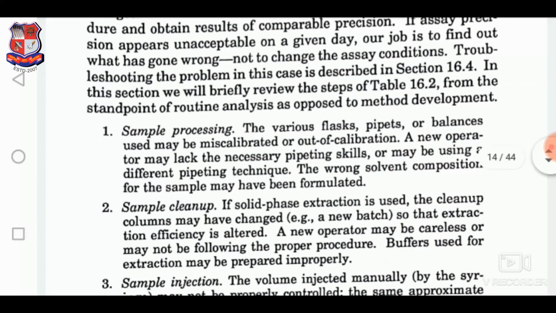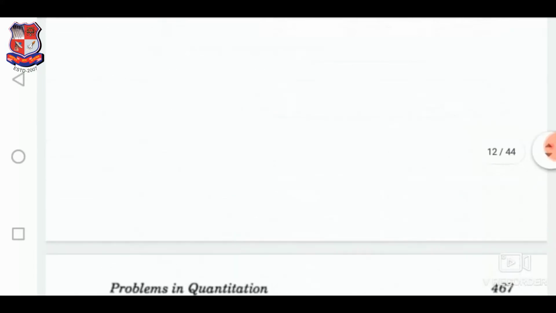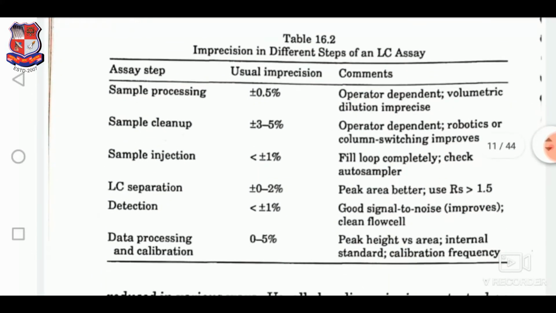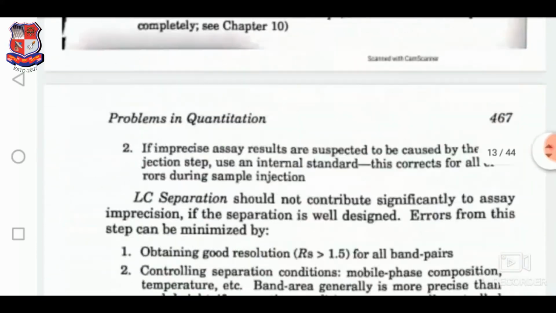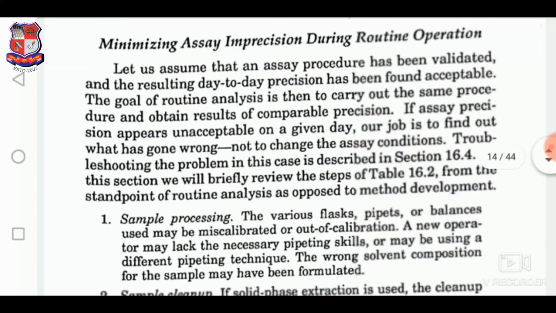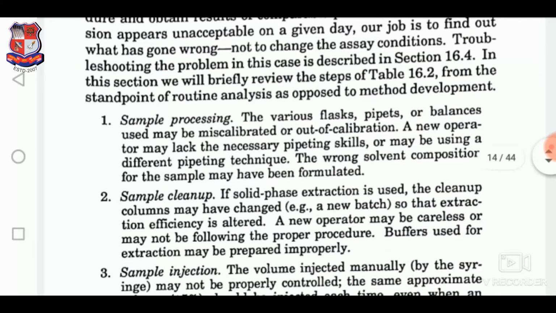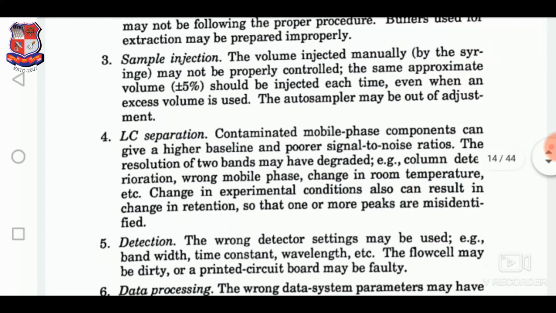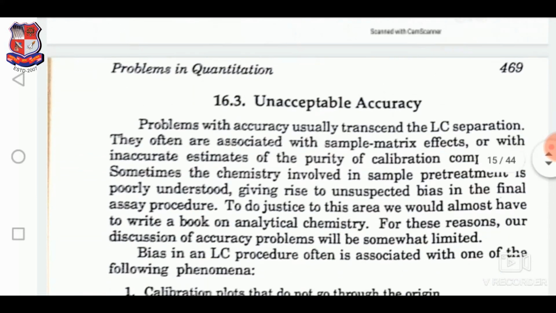This is important. So in this section we will briefly review the steps of table 16.2. So what is the table 16.2? That is over here. Imprecision in different steps of assay. This is the usual imprecision that we already discussed. And now we will discuss minimizing assay imprecision during the routine operations. So the first one is the sample processing, sample cleanup, sample injection, calibration.